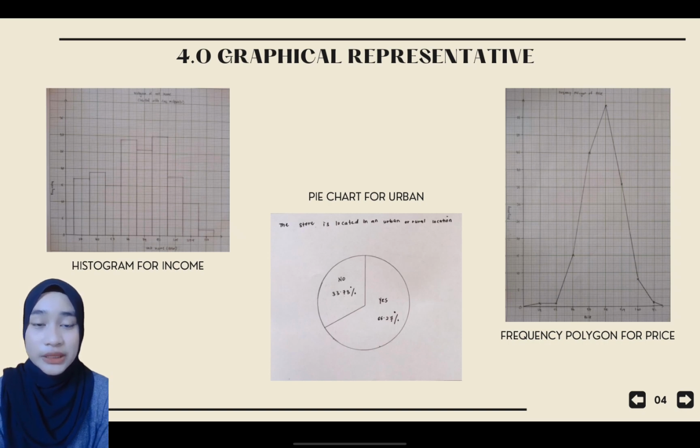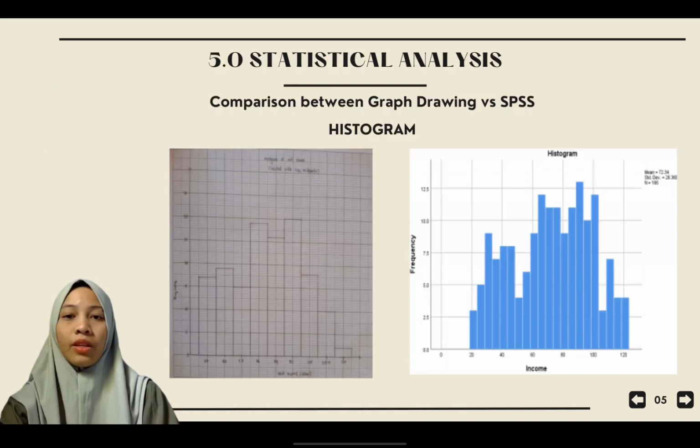The last graph we do is a pie chart for the urban variable, which is a factor of yes or no to indicate whether the store is located in an urban or rural location. We calculate the frequency by percentage, which is 33.73% for no and 66.27% for yes.